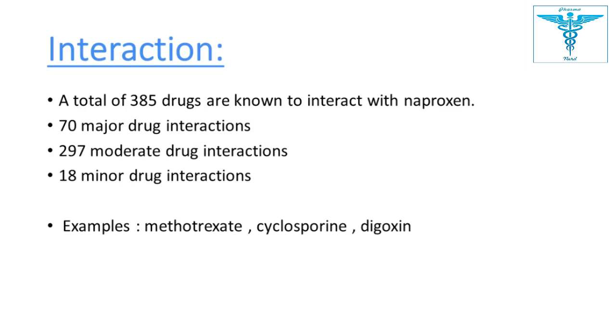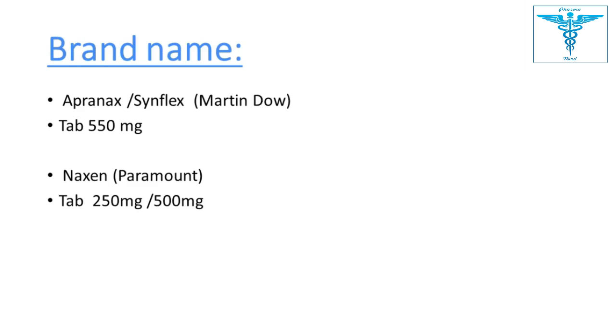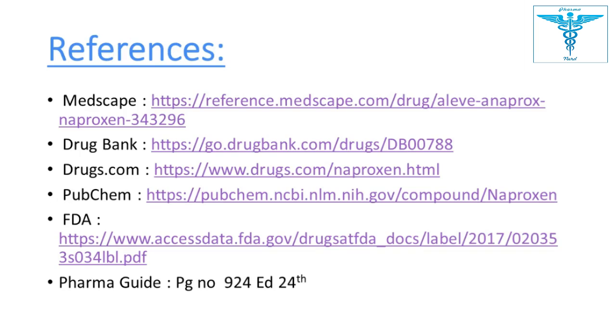Interactions: 385 interactions, 70 major, 297 moderate, 18 minor, and examples of interactions are methotrexate, cyclosporine, and digoxin. Adverse effects: abdominal pain, heartburn, GI bleeding, GI ulcer, fluid retention, diarrhea, stomatitis. Brand names: Synflex, Apranex, and Nexin.